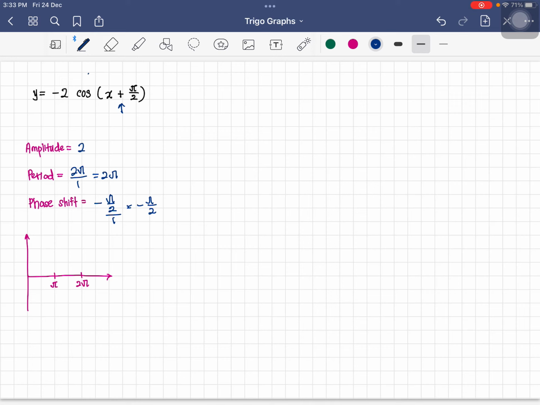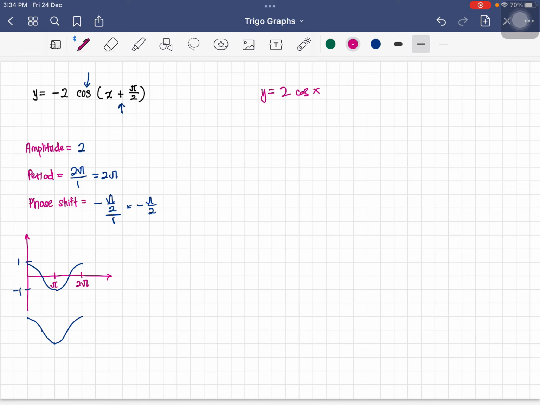Please bear in mind that your cos of x should look like this. This one is 1 and negative 1. So your cos of x should look like this. This is one complete cycle for the cos of x. This is half cycle, and this is one complete cycle. Now your amplitude is 2. So I'm going to sketch y equals 2 cos of x first.